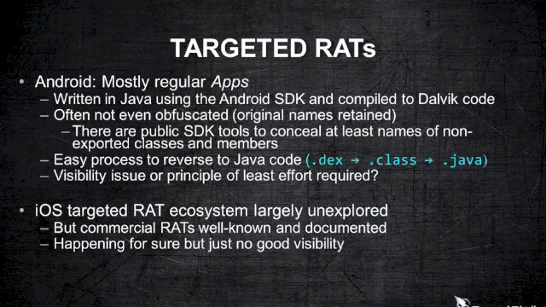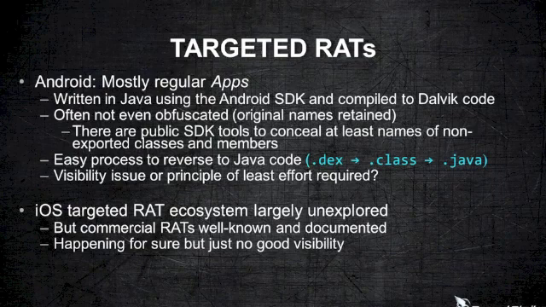And the question here is, is it really a visibility issue that we only see these very, very low hanging fruits, these very simple apps that are not obfuscated, just written in Java? Or is it just that this is a principle of least effort for the attackers, and just doing very simple apps this way is sufficient for them? And that's the question I want to talk about later too.